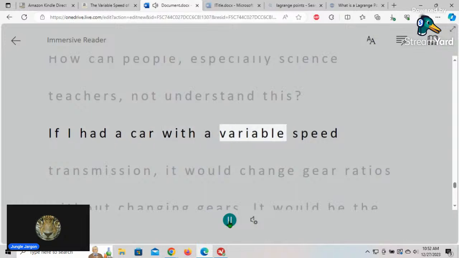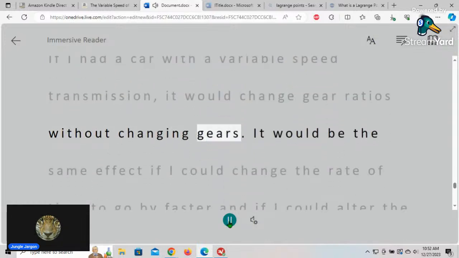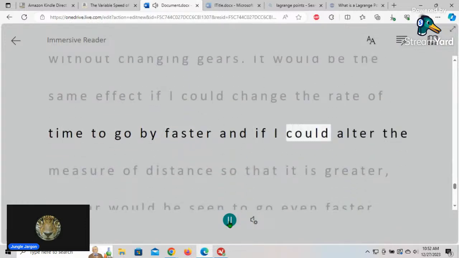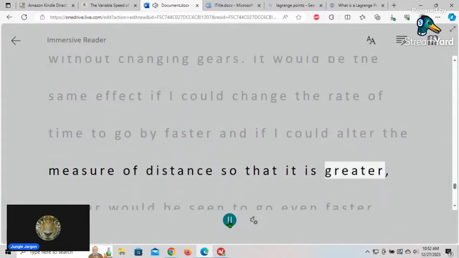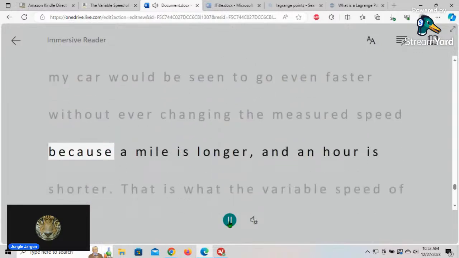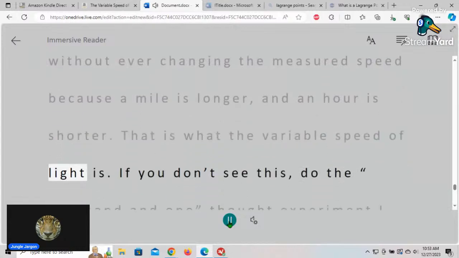If I had a car with a variable speed transmission, it would change gear ratios without changing gears. It would be the same effect if I could change the rate of time to go by faster, and if I could alter the measure of distance so that it is greater, my car would be seen to go even faster without ever changing the measured speed, because a mile is longer, and an hour is shorter. That is what the variable speed of light is.